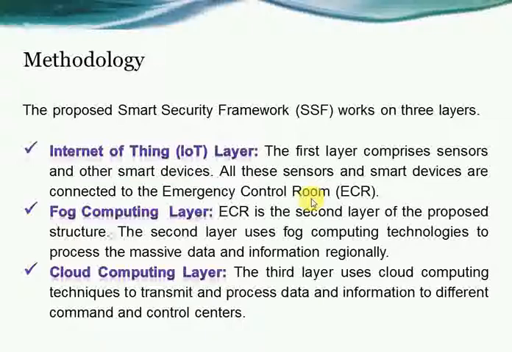And in the emergency control room, there is the fog computing technology. There are different types of servers that monitor this data, and there are serious notifications which show that the institution is under attack, such as firing or flames. Then this will notify the cloud computing layer, where the central emergency control room works, where all the district officials are sitting and monitoring all the data.